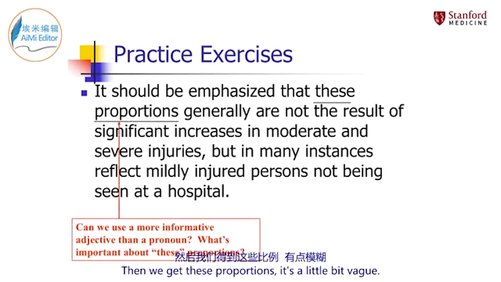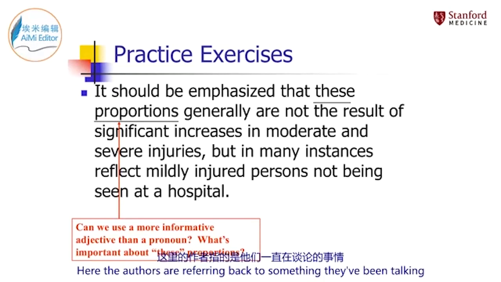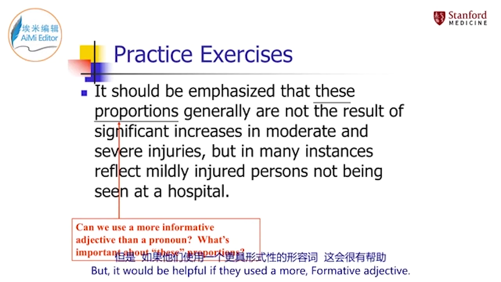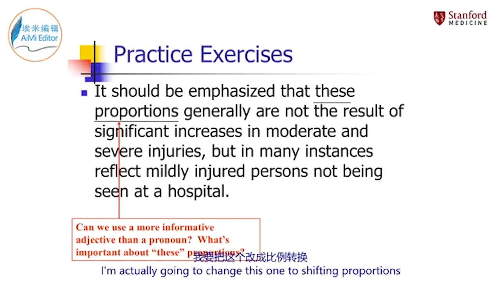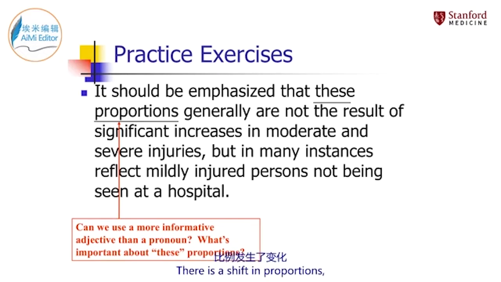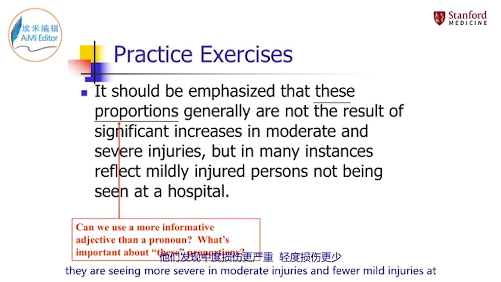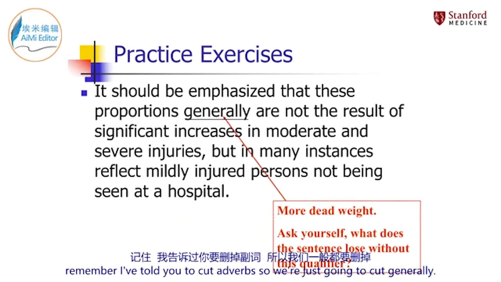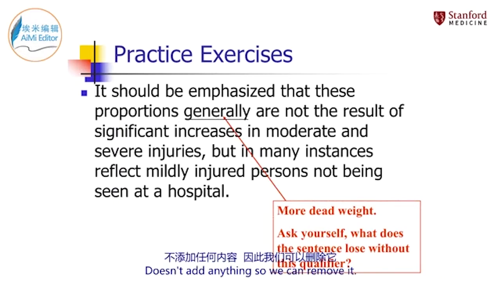Then we get these proportions. It's a little bit vague. Here, the authors are referring back to something they've been talking about in a previous sentence. But it would be helpful if they used a more informative adjective. I'm actually going to change this one to shifting proportions because that's what the authors are referring to here. There is a shift in proportions. They are seeing more severe and moderate injuries and fewer mild injuries at the hospital, so it's a shifting proportion. We then get an adverb. Remember, I've told you to cut adverbs, so we're just going to cut generally. Doesn't add anything, so we can remove it.